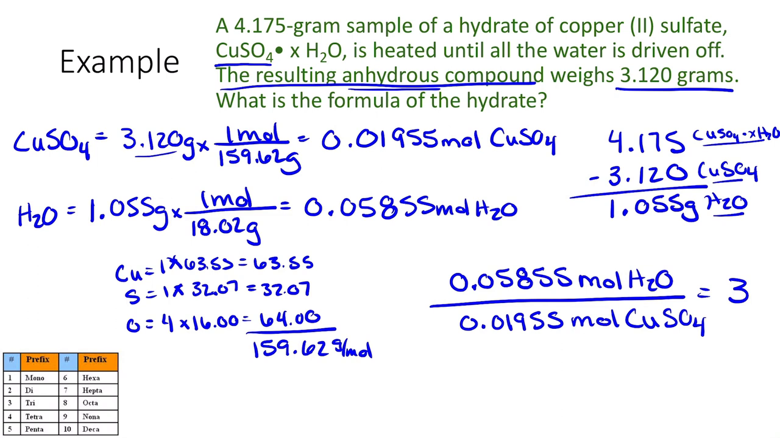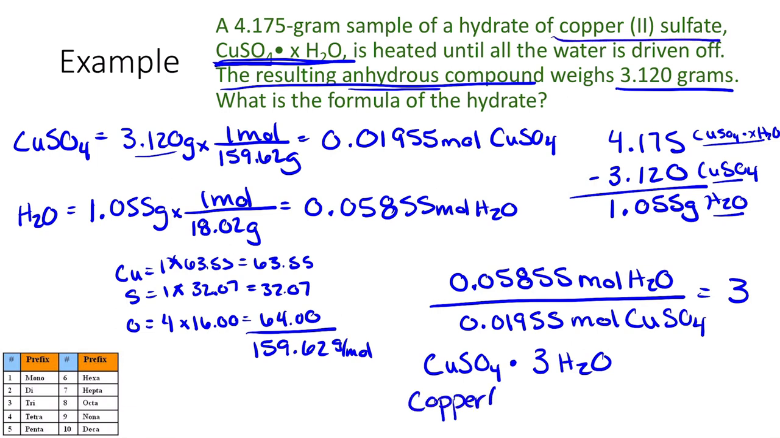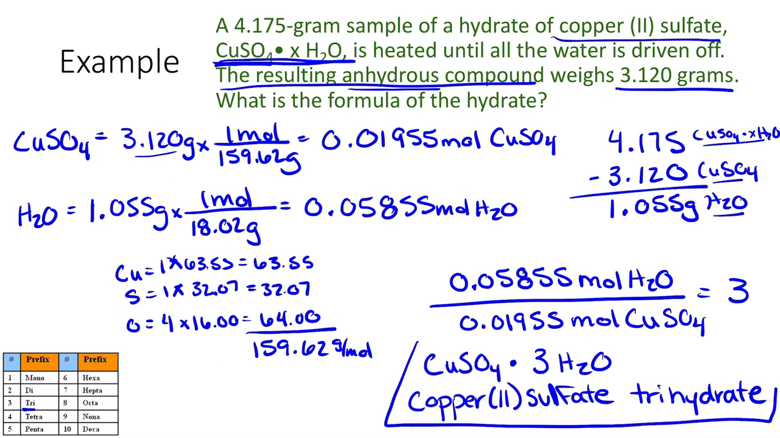And so when I rewrite this formula, I'm just going to write CuSO4 dot 3H2O. So there's my formula, and now I need to name it. So I can use this up here, copper 2 sulfate. And then my prefix here is going to be trihydrate. All right, so this is my final answer.